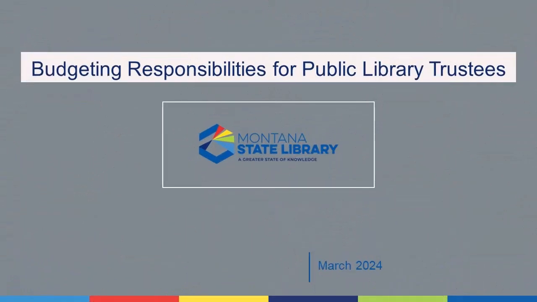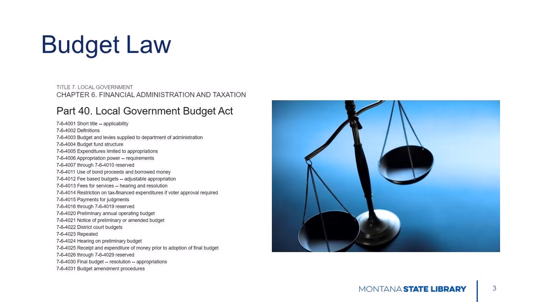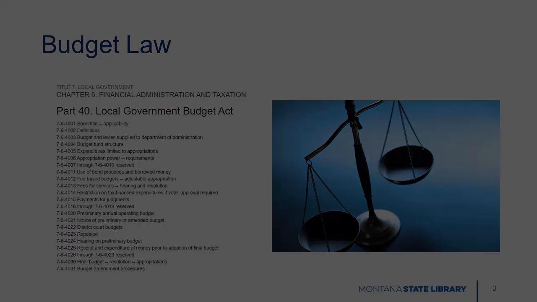Let's talk about trustee responsibilities in the budgeting process. Trustees need to understand the budgeting process. Library budgets are subject to the Local Government Budget Act, as outlined in MCA 7-6-40. This means having a balanced budget. You can't spend more than you expect to receive.